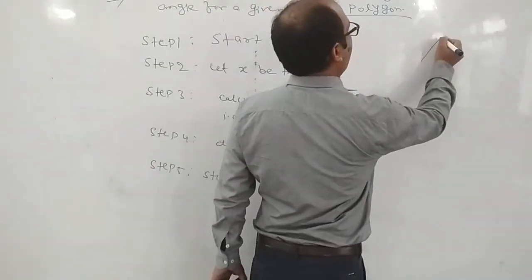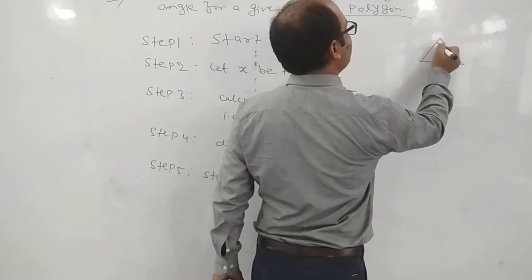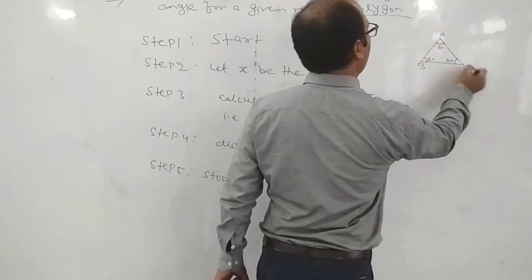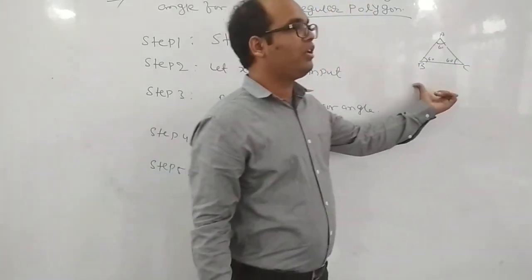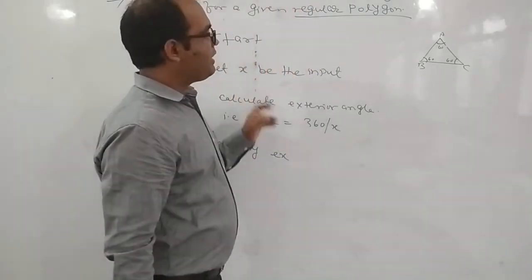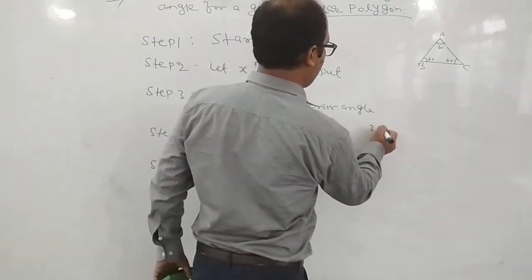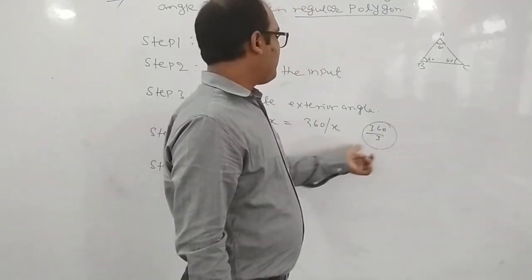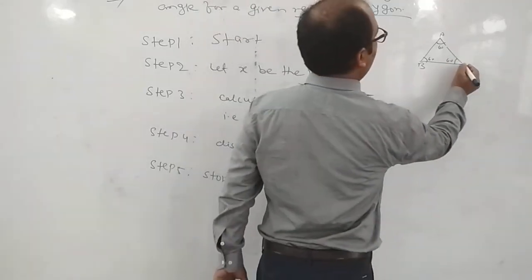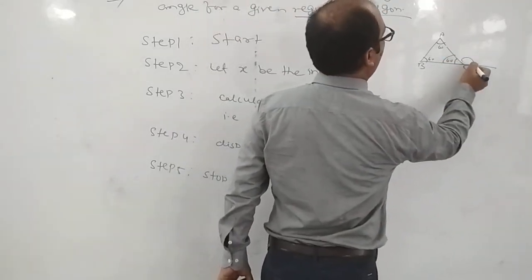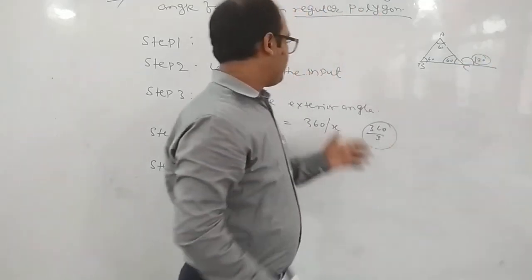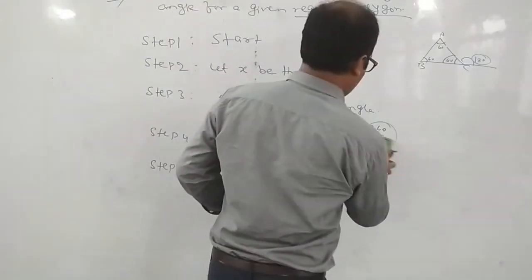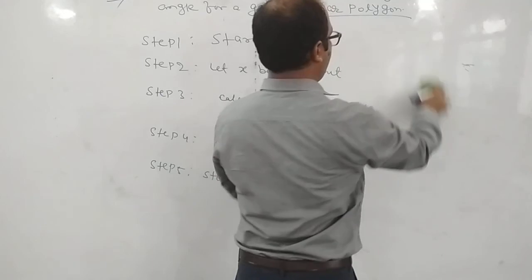Now take this one is 60, this one is 60, this one is 60 in case of a triangle, an equilateral triangle. So this is a regular polygon of side 3. That means the value of x is 3. So 360 by 3 is 120. So that means the exterior angle of an equilateral triangle is 120. So as an example, check: this one is 60, so 180 minus 60 is 120. So this algorithm is giving the right output. Next, take the case of a square. This is in case of a triangle.